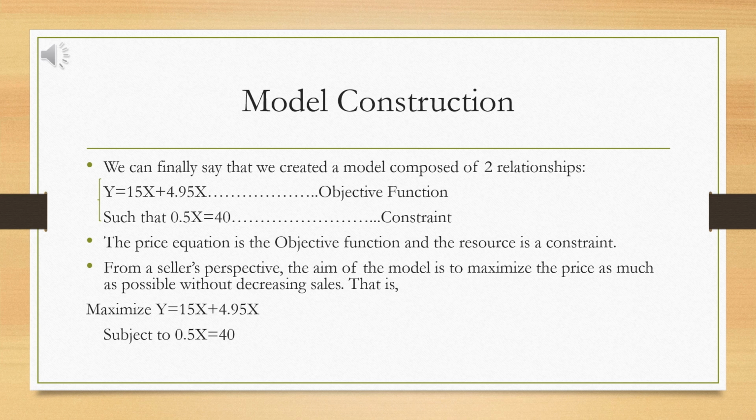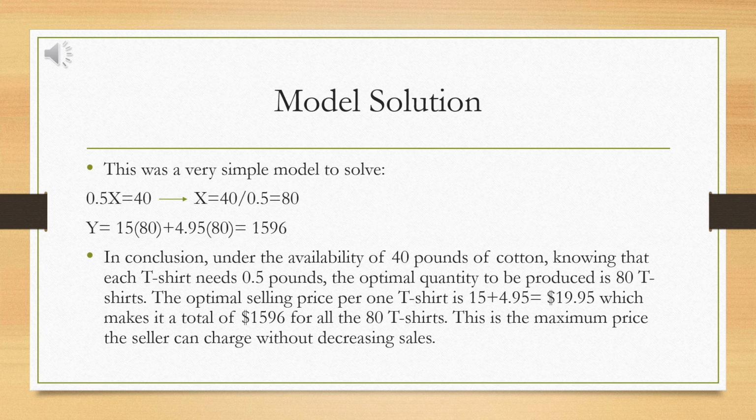From a seller's perspective, the aim of the model is to maximize the price as much as possible without decreasing sales. That is, maximize y equals 15x plus 4.95x subject to 0.5x equals 40. This was a very simple model to solve. If 0.5x equals 40, then x equals 40 over 0.5, which is 80.